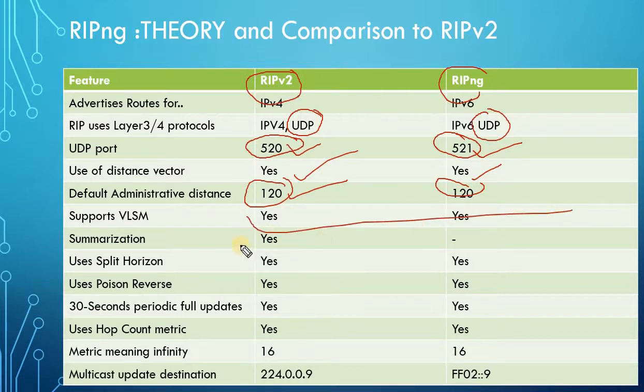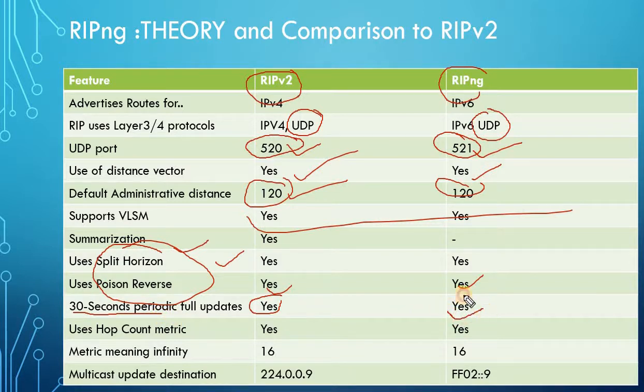The default administrative distance, which indicates how trustworthy a route is, is going to be 120. Both support VLSM and split horizon. Poison reverse is applicable in both protocols. In version 2 it was there, and it is in RIPng as well. So it is going to use poison reverse and split horizon to avoid any loop. And every 30 seconds, it is going to periodically send full updates.